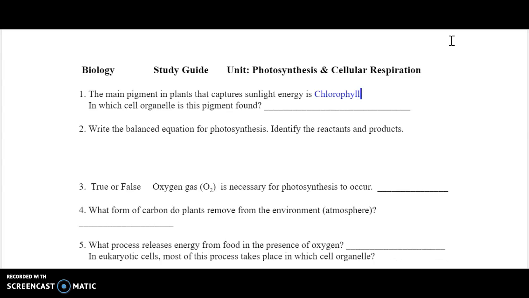Chlorophyll, the green pigment in plants that captures energy from the sun, found in the chloroplast. The plants look green because of the green chlorophyll reflecting green light, and it is found in the chloroplast.